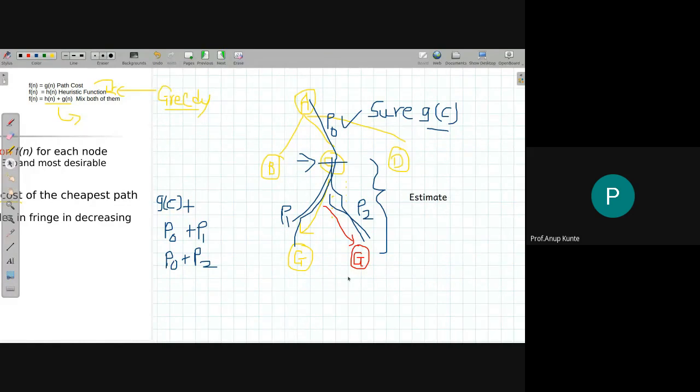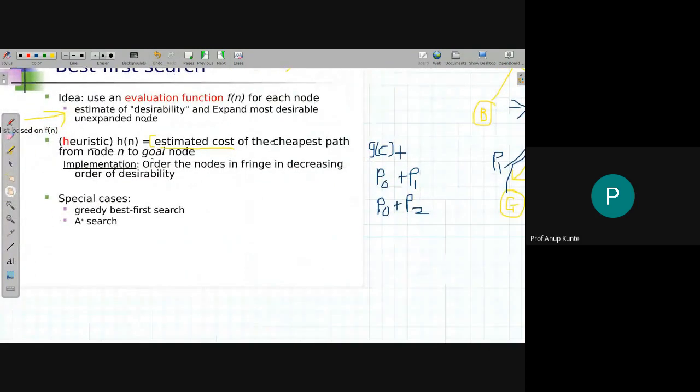So what is a heuristic function? H of n. H of n is an estimation, not just of reaching the goal node, but of how I am able to reach the goal node using the cheapest path. So out of P1 and P2, we also estimate which is the cheapest path and what is the cost of using that. That is the notion of H of n.